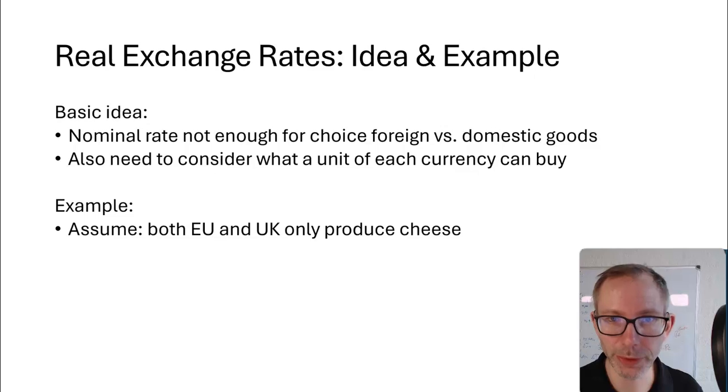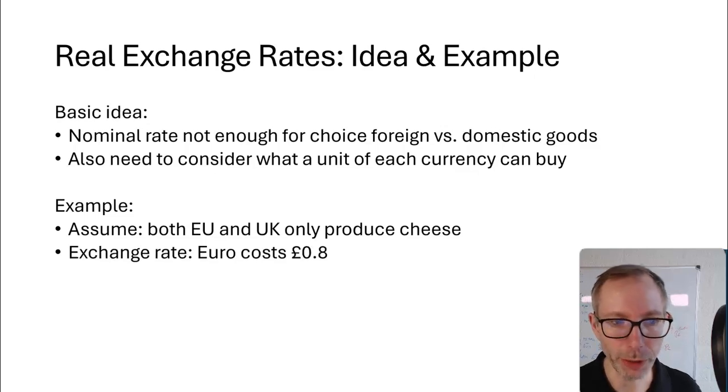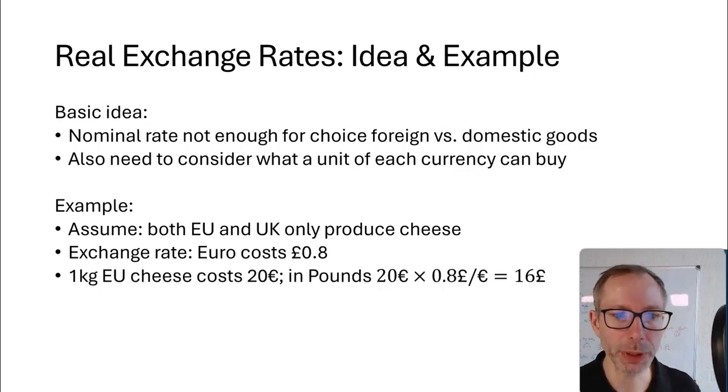So let's run through an example where first we only have one good, and see what the real exchange rate is in that case. Let's assume that both the EU and the UK only produce cheese, so we only have one good to worry about. We also need the nominal exchange rate to compute the real exchange rate. That's going to be that the euro costs 0.8 pounds. So the pound is relatively worth more compared to a euro. You only have to pay 80 pennies for a euro.